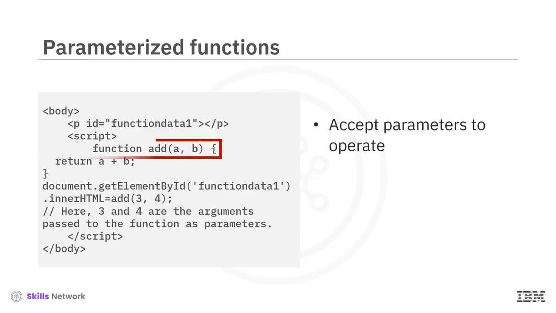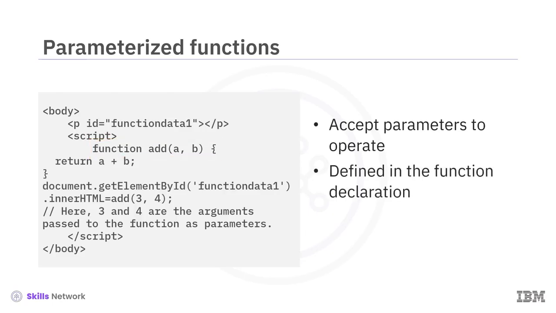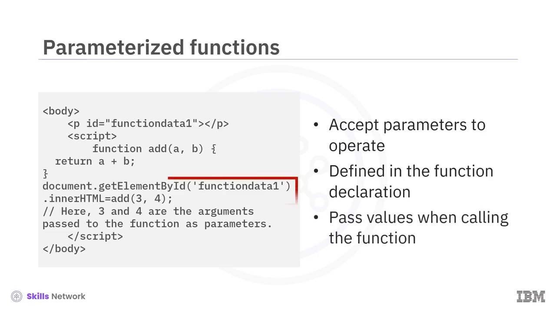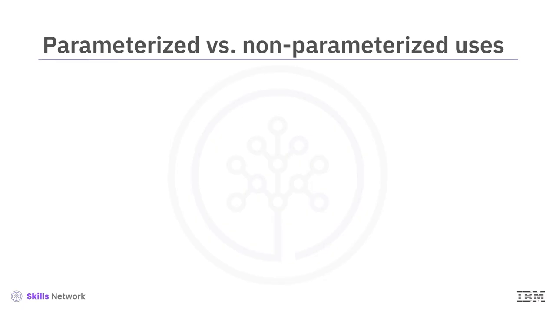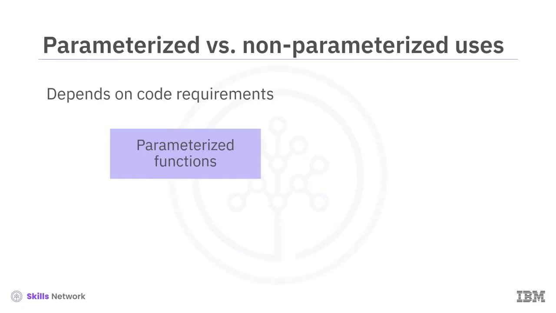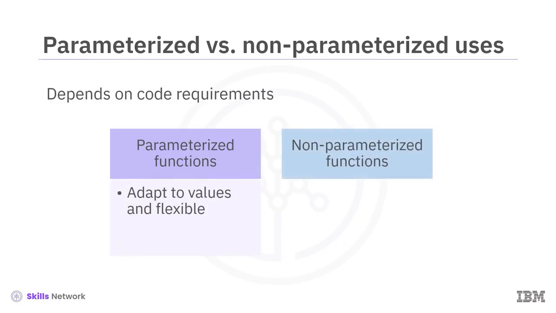Parameterized functions accept one or more parameters, also called arguments, that provide input data for the function to work with. You define these parameters in the function's declaration, and when you call the function, you pass specific values for those parameters. Both parameterized and non-parameterized functions have their uses in JavaScript, depending on the specific requirements of your code. Parameterized functions are versatile because they can adapt to different input values, making them more flexible, while non-parameterized functions are simpler and more suitable for tasks that don't need external data.